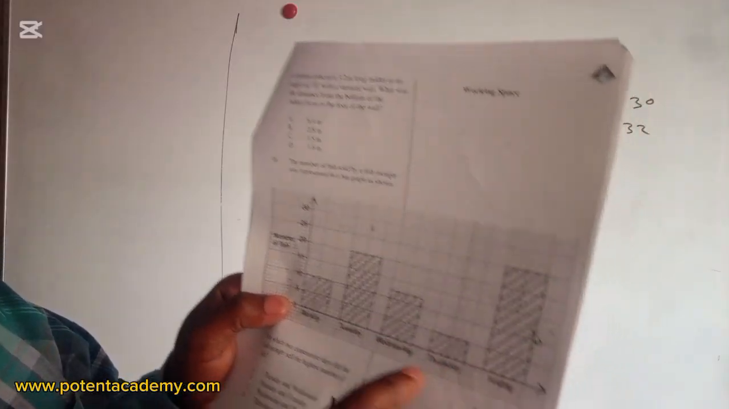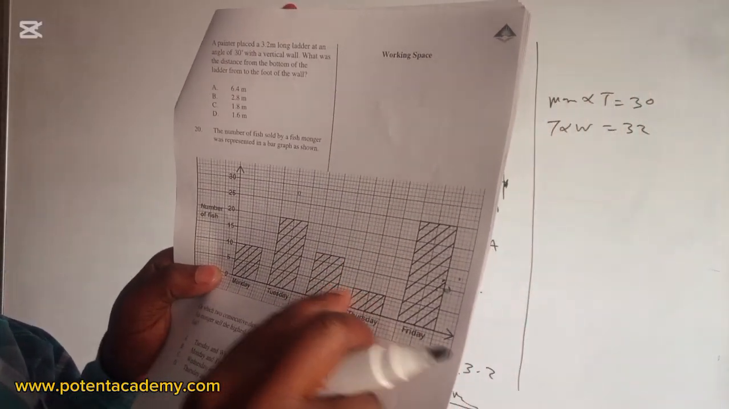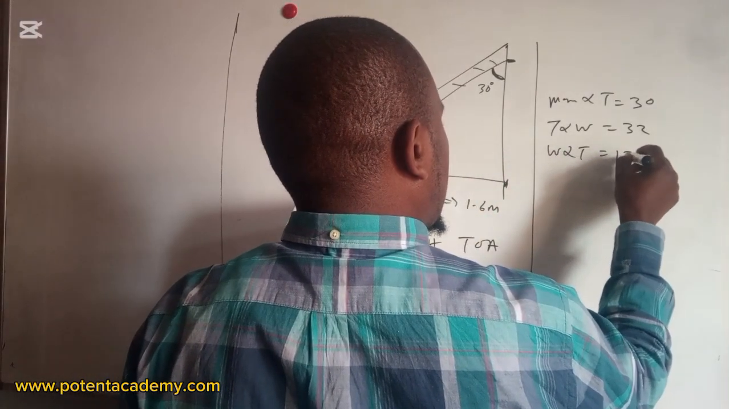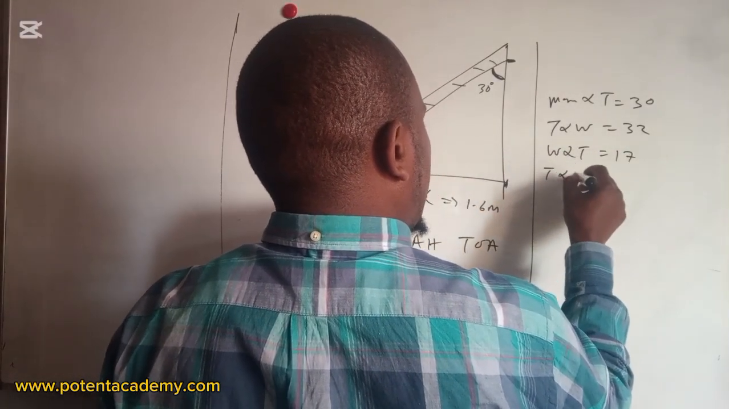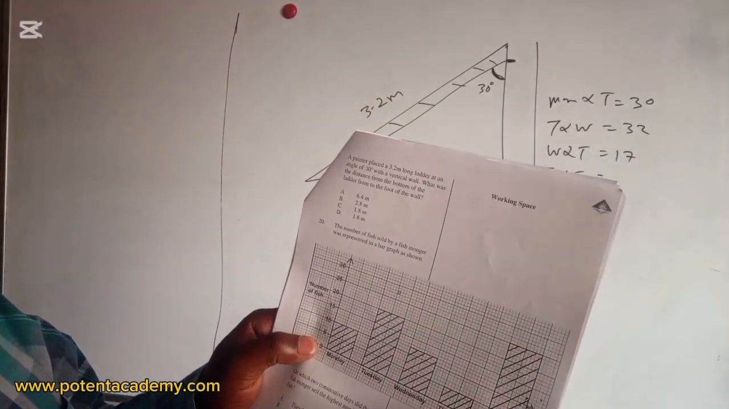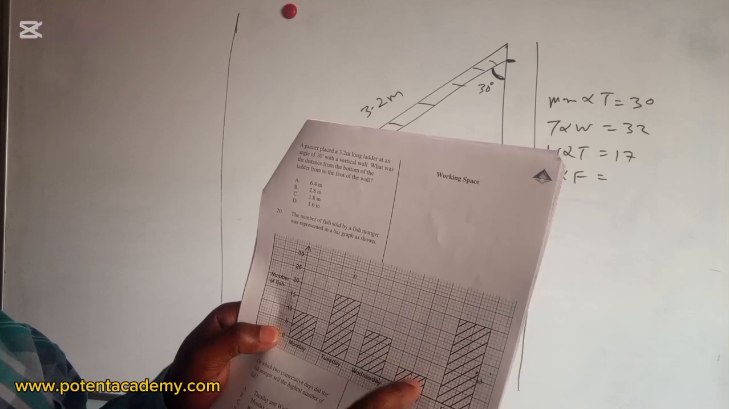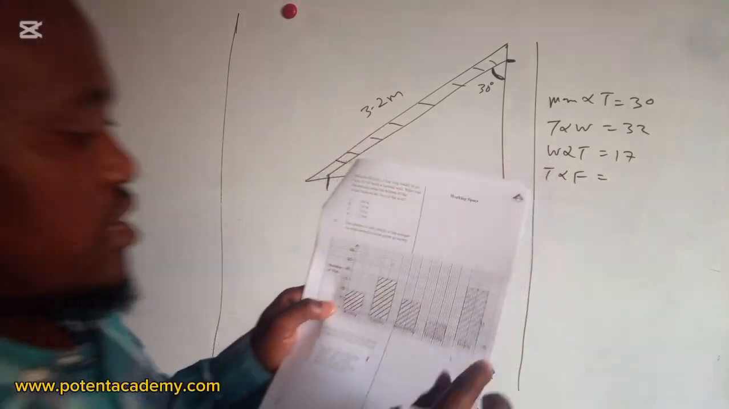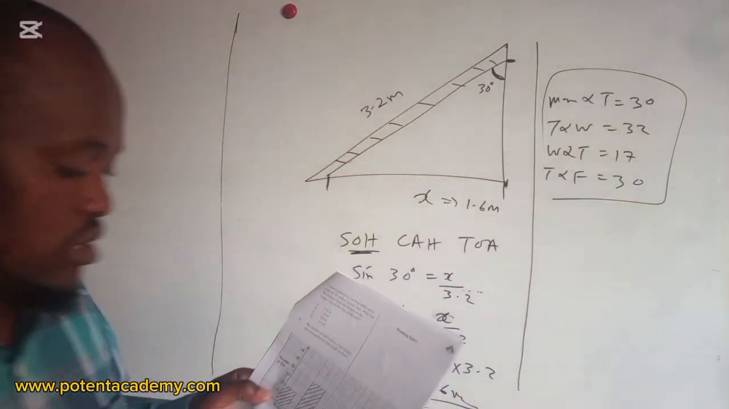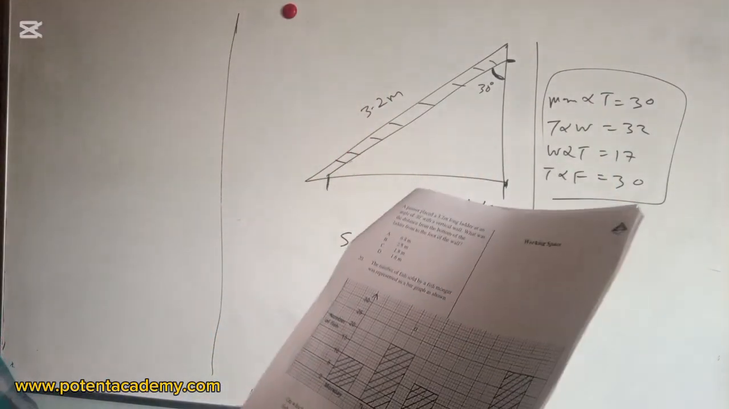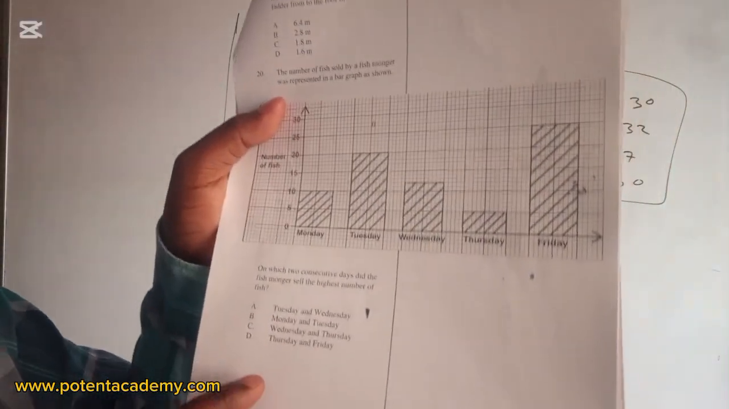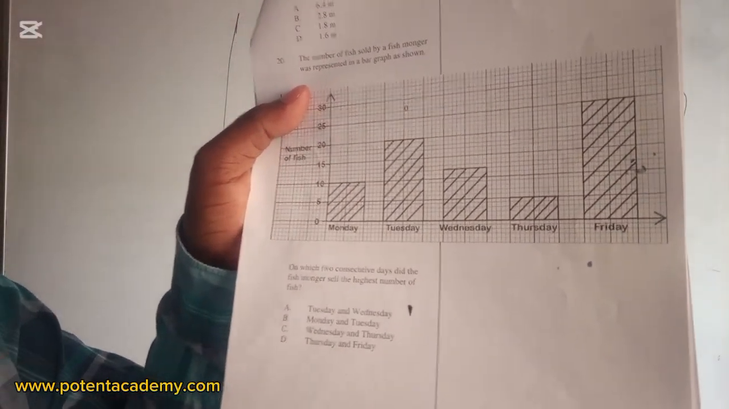What about Wednesday and Thursday? 12 plus 5, that is 17. Wednesday and Thursday is 17. What about Thursday and Friday? Thursday and Friday is 5 plus 25. This must be that. So, which 2 consecutive days did the fishmonger sell the highest? This is Tuesday and Wednesday. Choice A, Tuesday and Wednesday.